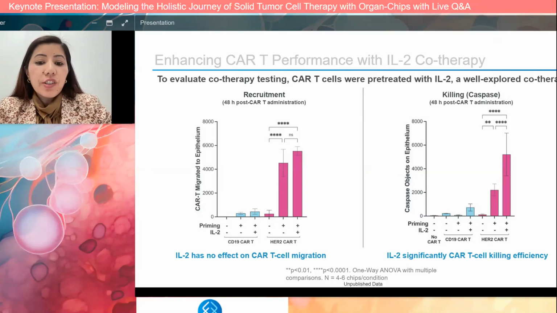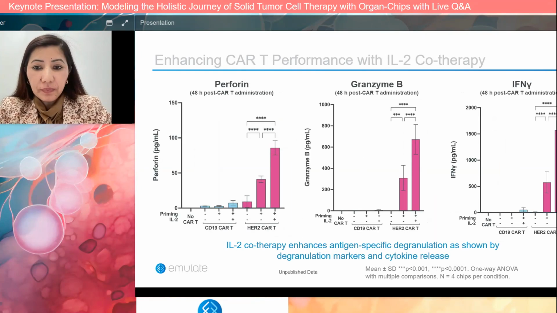So if you would look at just the recruitment, you will miss the piece of the efficacy of the CAR T. So you basically have to look at the holistic journey. That's why I think it's important to look at how these cells are getting recruited and then killing in an antigen-specific manner. And that is coupled with degranulation of the cytokines, looking at perforin, granzyme B, and interferon gamma. You see there is a robust increase with the degranulation when we combine them together.